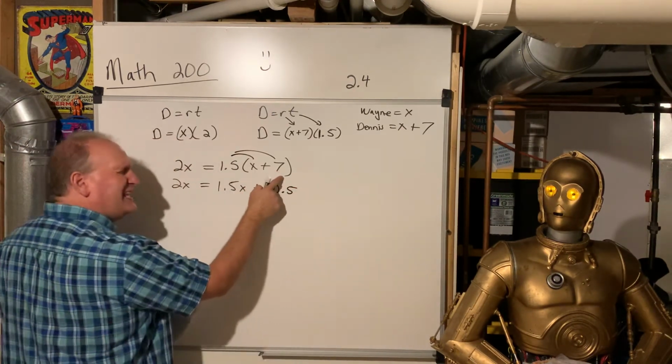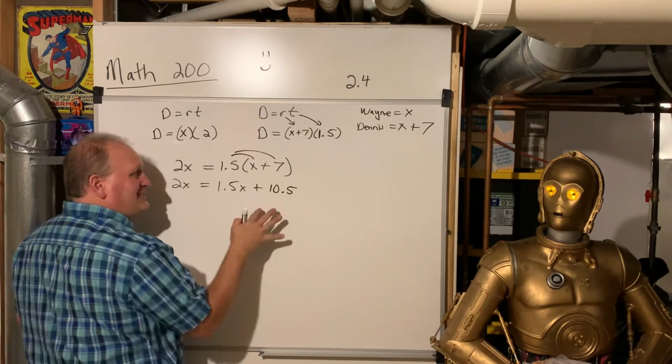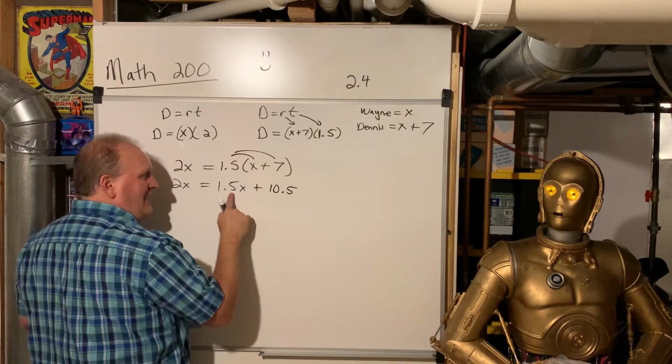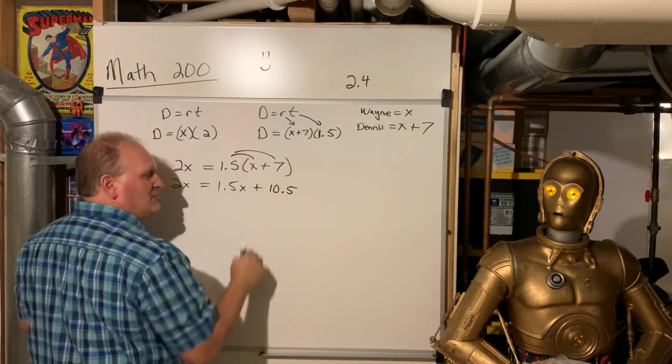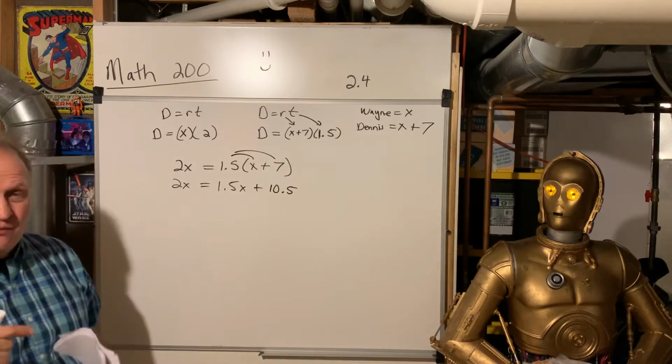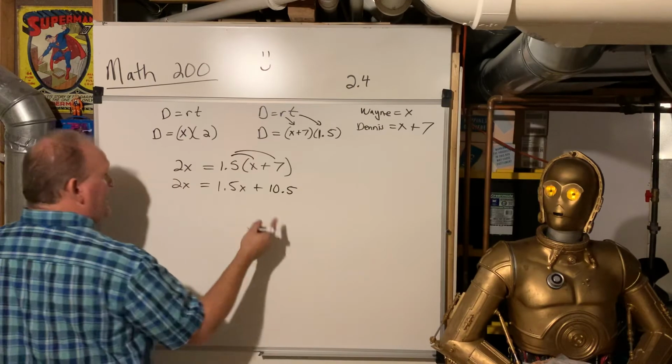Don't forget to do that. That's probably the most common mistake I've seen in these kinds of problems. After you get past the setup, everybody remembers that, but lots of people forget to do 1.5 times 7 and get that 10.5. So if you worked ahead and got it wrong, look there. That's likely what you did wrong. All right? So now what?